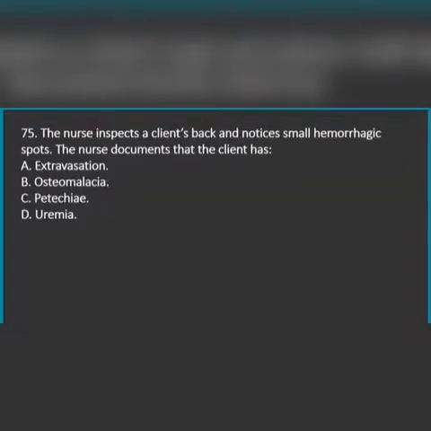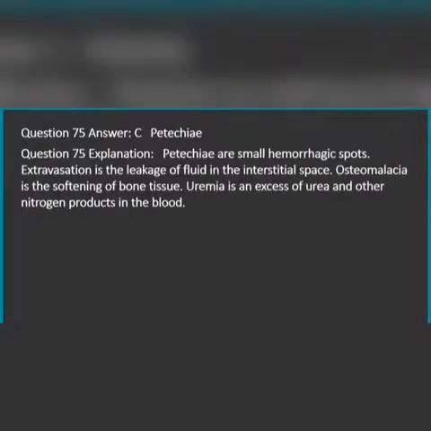Question 75. The nurse inspects a client's back and notices small hemorrhagic spots. The nurse documents that the client has A. Extravasation. B. Osteomalacia. C. Petechiae. D. Uremia. Question 75 Answer. C. Petechiae.